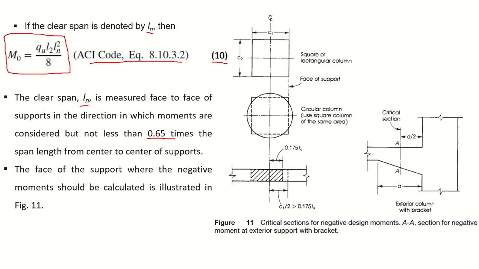The face of the support where the negative moment shall be calculated is illustrated in figure 11. This is figure 11, where you can see, for example, the case of a square column. You have to take the moment at a distance of 0.175 Ln, and in this case you have to take it at a distance of a by 2, right. It is a corbel type structure, so the length of the corbel divided by 2, right. And for the square column and circular column, it is the same.